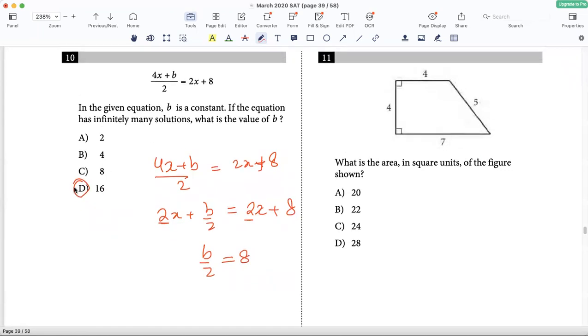What is the area in square units of the figure given here? So this is a trapezium. A trapezium's area is half the sum of the parallel sides multiplied by the height. The sum of the parallel sides is 4 plus 7, which is 11, and the height is 4. So that's 22.